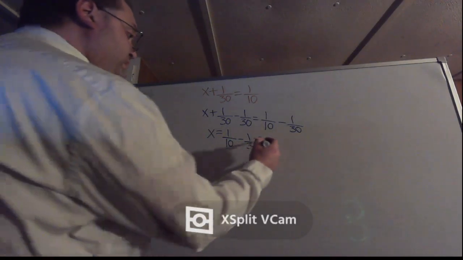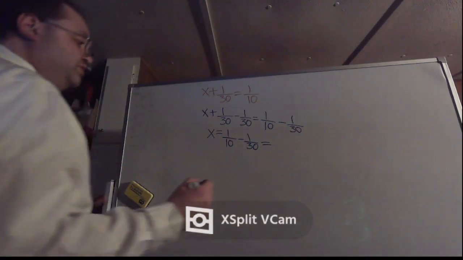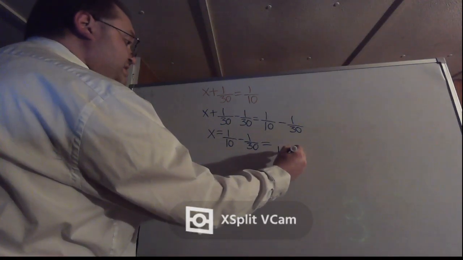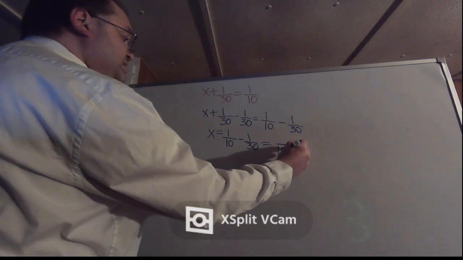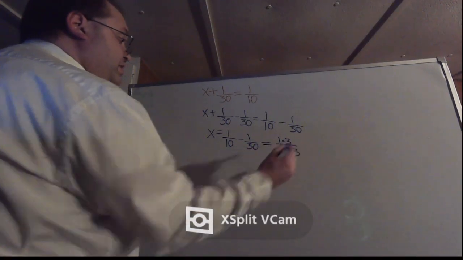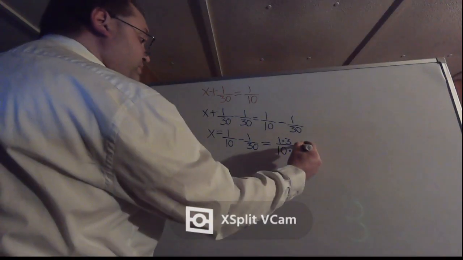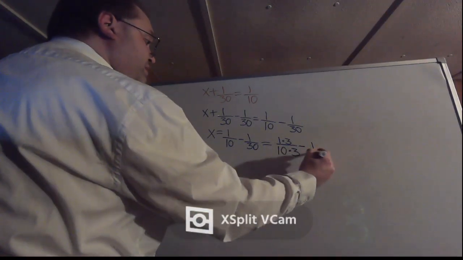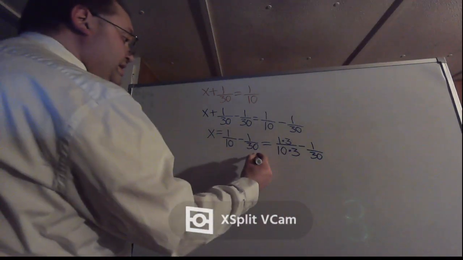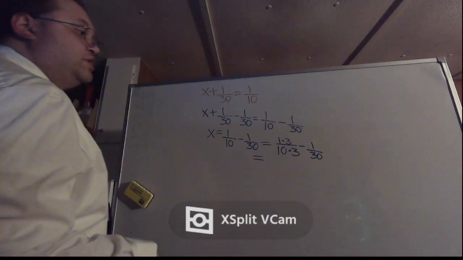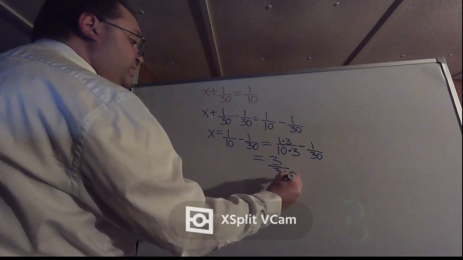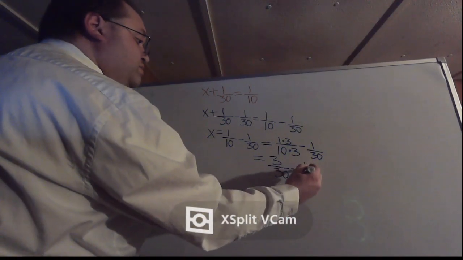So in order to convert 10 to 30, you got to multiply it by 3. So you'll have 10 times 3 for your denominator for the first expression, and we got to do that to the numerator also, since we did it to the denominator. You'll have 1 times 3 minus 1/30. The 1/30 can be left alone because it's already in the least common denominator form. So then you'll work through your multiplication. 1 times 3 is 3 over 10 times 3, which is 30. So you'll have 3/30 minus 1/30.